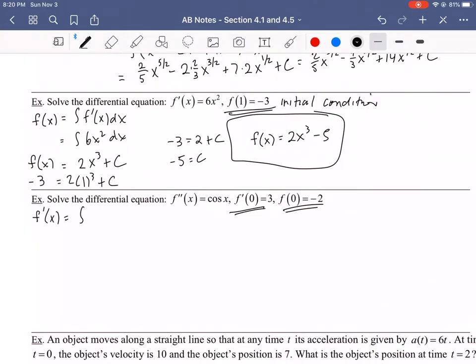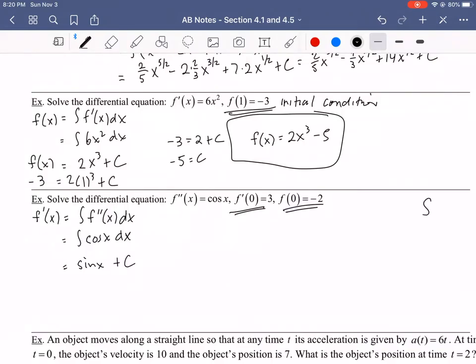So f prime of x is going to equal the antiderivative of f double prime of x dx, which is going to be the antiderivative of cosine x dx. And so the antiderivative of cosine will be positive sine x plus c.